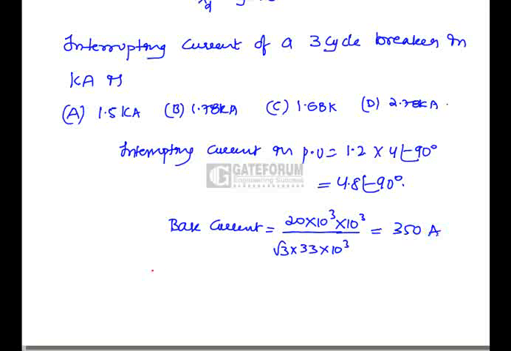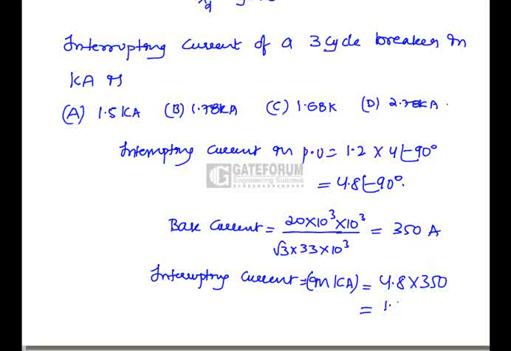Now what is interrupting current here? In kiloamperes we have to find. We know the per unit value is 4.8 at an angle minus 90. In the question he asked in kiloamperes, so convert per unit into amperes. So 4.8 into 350 amperes. So this is 1.68 kiloamperes. Option C is correct answer.